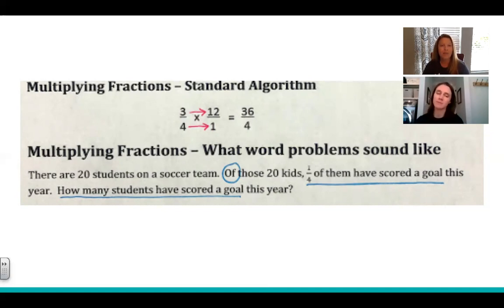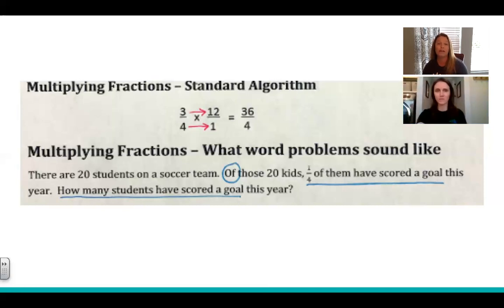All right, and then multiplying fractions, what word problems sound like? So this was the hardest part because we know that fractions are division, so the multiplication problems sound a little bit weird. They sound like you're dividing or subtracting. So it says there are 20 students on a soccer team. Of those 20 kids, so that keyword of, if I'm doing of an amount, it means I'm multiplying.